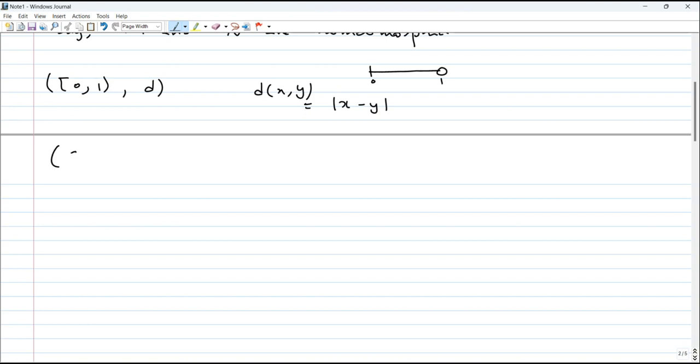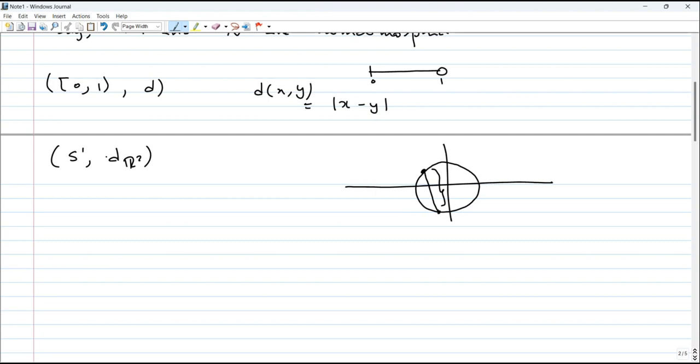Now consider another metric space, a circle with d inherited from R2. What it means is that you think of the unit circle as sitting inside R2. And if you want to compute the distance between any two points, say A and B here, you just draw a straight line in R2, and this length is the distance between these two points. So the metric is given by that.